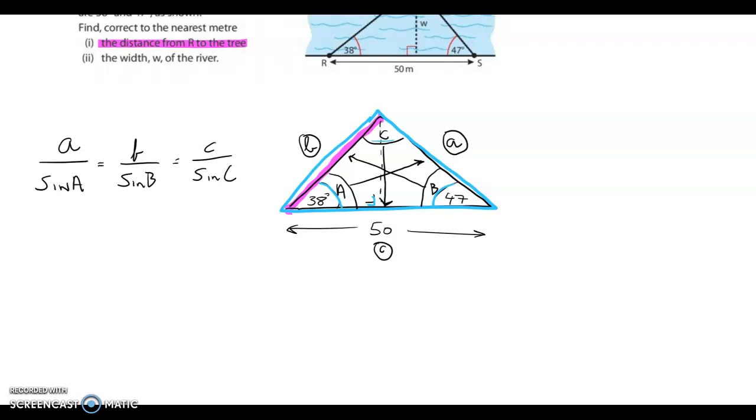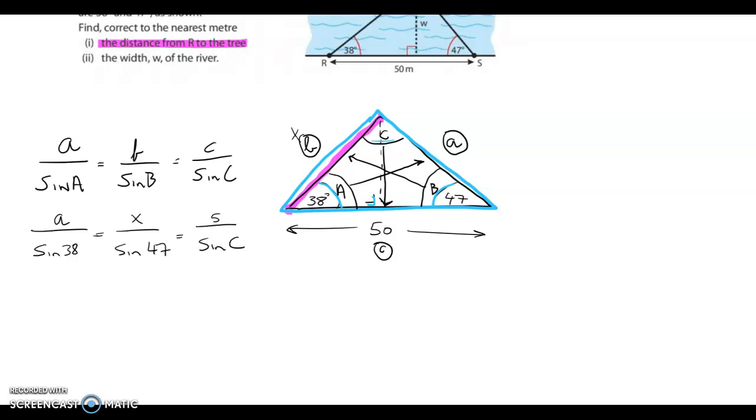Fill in what you have. I don't have a, but I do have the angle, it's 38. Do I have b? No. In fact, b is what I'm being asked to find, remember, so I'm going to call that x. It's easier to always call what you're missing x. Over the sine of 47 equals c, which is 50, over the sine of C.